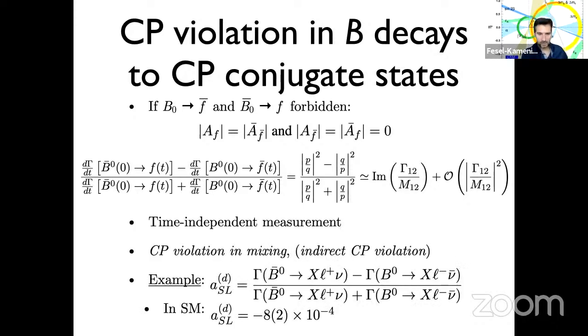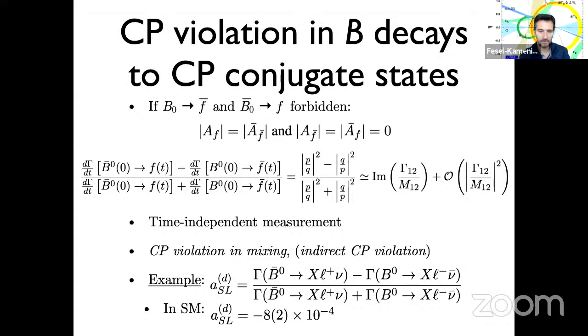It's a time-independent measurement, and since there is no CP violation, there are no CP-violating phases or interferences in the decay amplitudes because they don't interfere. This is a measurement of CP violation purely in mixing. It's also sometimes called indirect CP violation. And one example of this are the so-called semi-leptonic CP asymmetries.